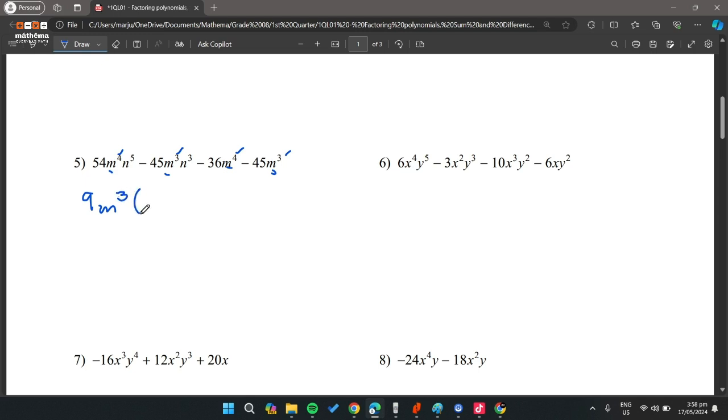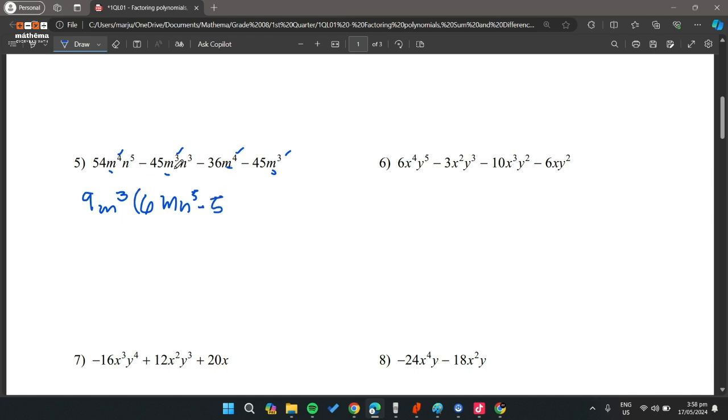And then, start our factoring. So, we have 54m exponent 4 times n exponent 5 divided by 9m cubed. That should give us what? 54 divided by 9 is 6, right? 6. And then, m to the 4th divided by m cubed, that is just m. And just copy our n to the 5th power minus, this is 45 divided by 9, that is just 5.